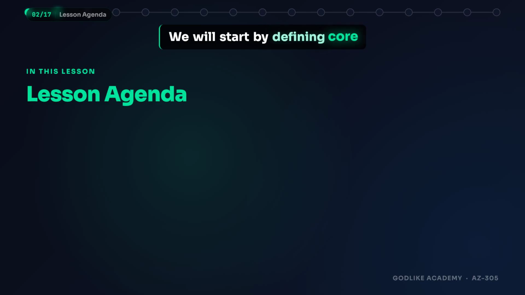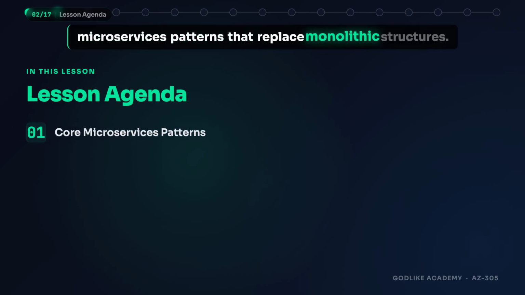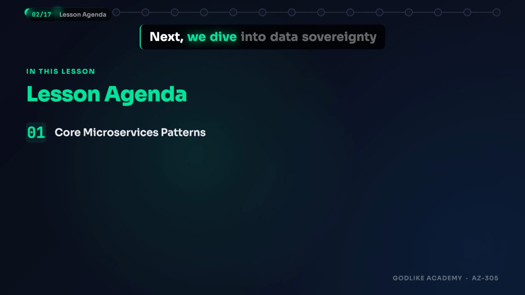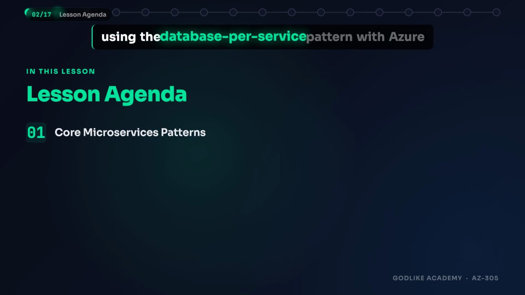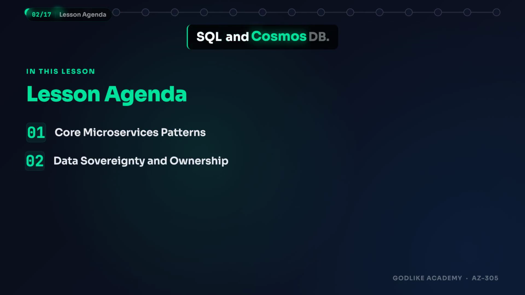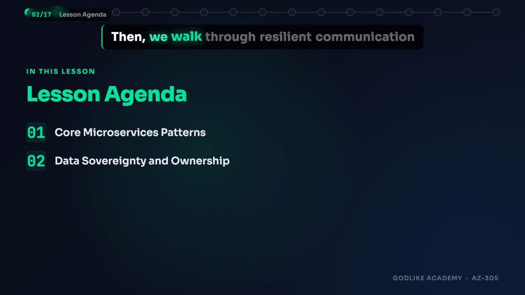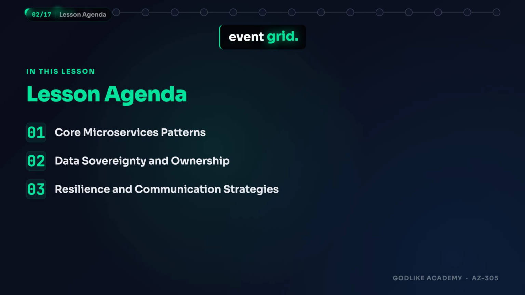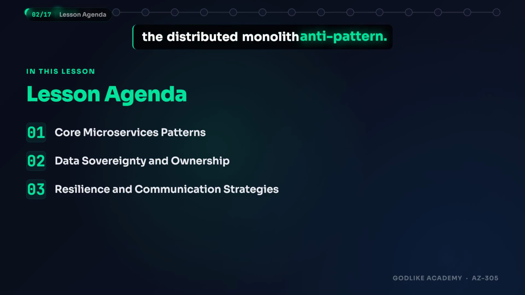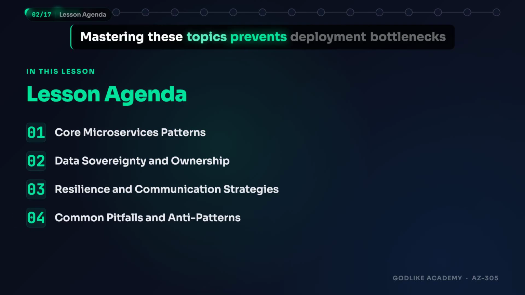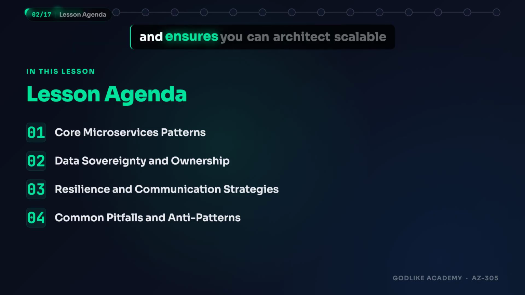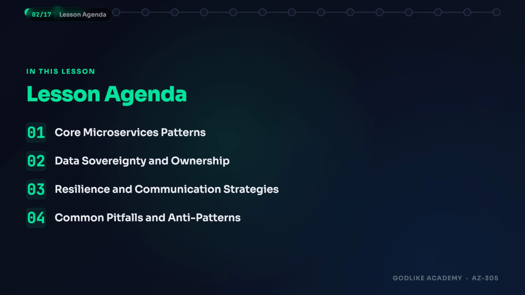We will start by defining core microservices patterns that replace monolithic structures. Next, we dive into data sovereignty using the database per service pattern with Azure SQL and Cosmos DB. Then, we walk through resilient communication strategies, including circuit breakers in Azure Service Fabric and event-driven flows via Event Grid. Finally, we cover exam pitfalls like the distributed monolith anti-pattern. Mastering these topics prevents deployment bottlenecks and ensures you can architect scalable cloud solutions that pass certification objectives.